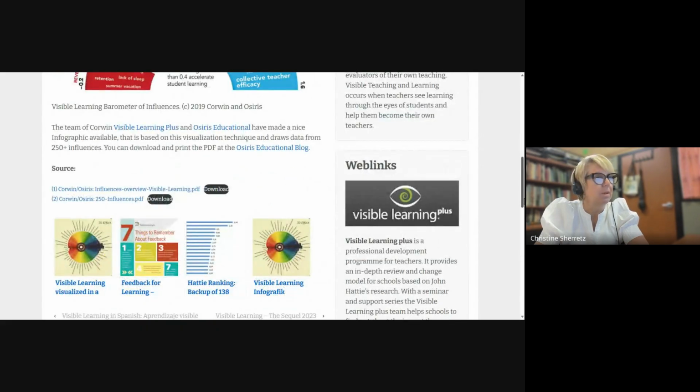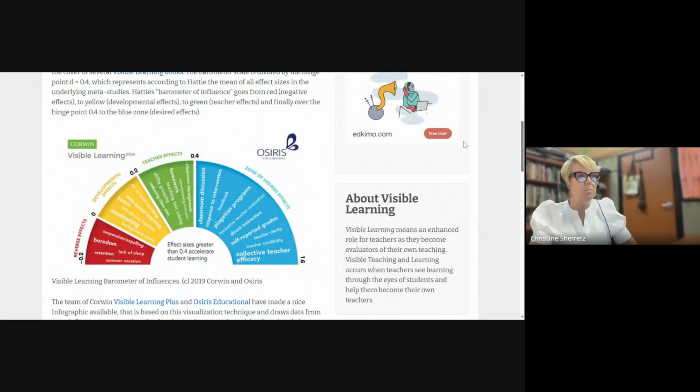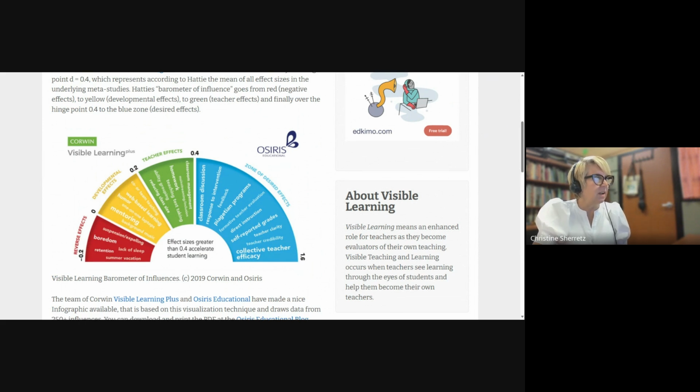Okay, there we go. So just as a reminder, and you'll need to know this when you work on your dissertation, because you will be looking at effect size. When you look at effect size, effects greater than 0.4 accelerate student learning. Some of these are 1.6, and those are huge effect sizes. Anything over 0.4 means students are going to learn. Anything over 1 or greater is a big effect size.